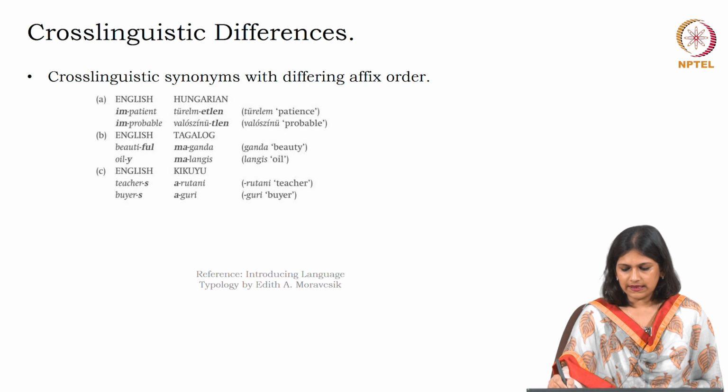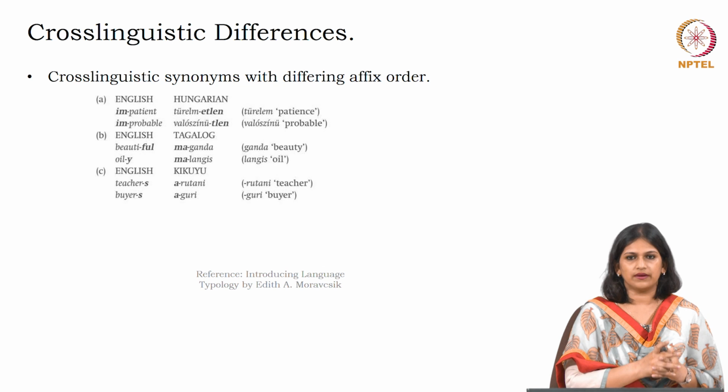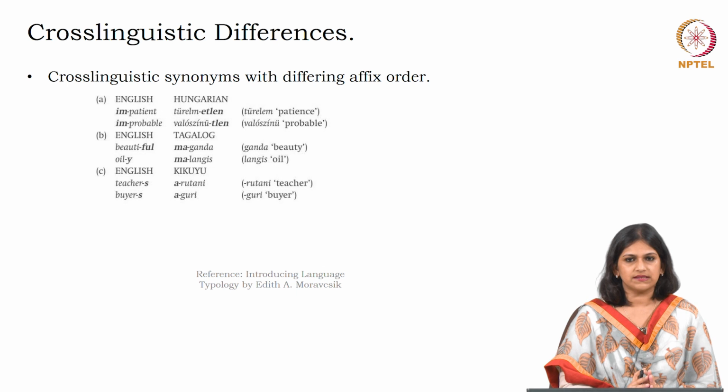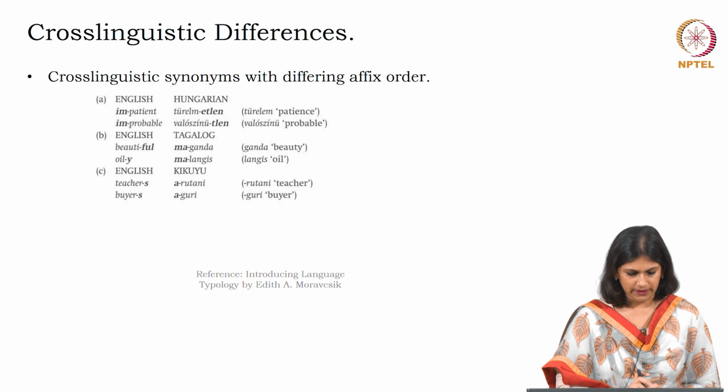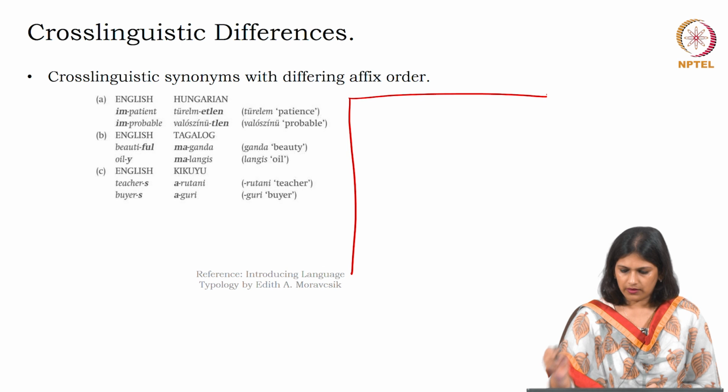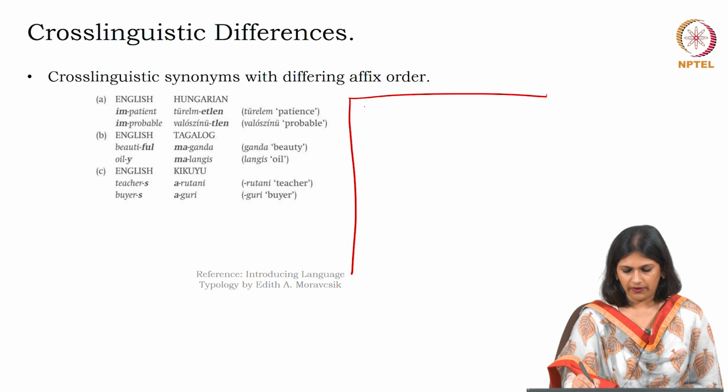all these, let's say prefixes, suffixes, and let me tell you, it's already written there. So all this data that I have got from this book, Introducing Language Typology, or you can say Introduction to Language and Linguistics by Edith Moravcsik, published by Cambridge University Press. Okay, so we'll see when we are talking about the cross linguistic differences, what kind of cross linguistic differences we are looking for or we are trying to find out. The cross linguistic differences here are related to the order of morphemes.